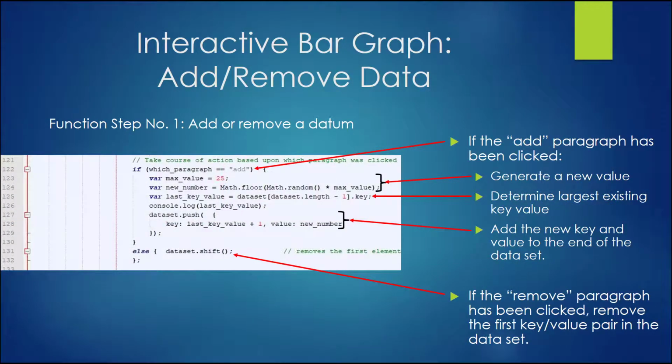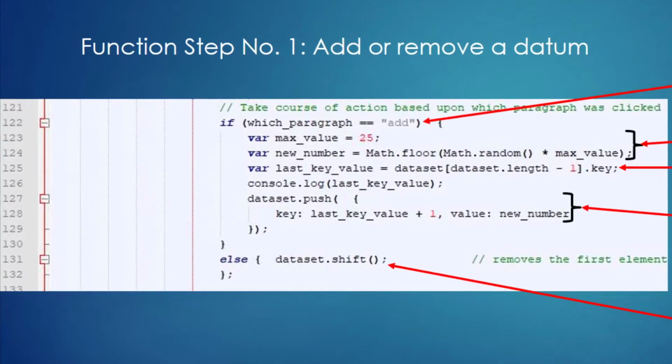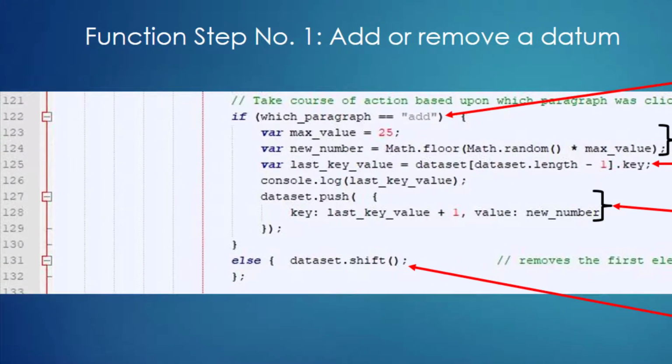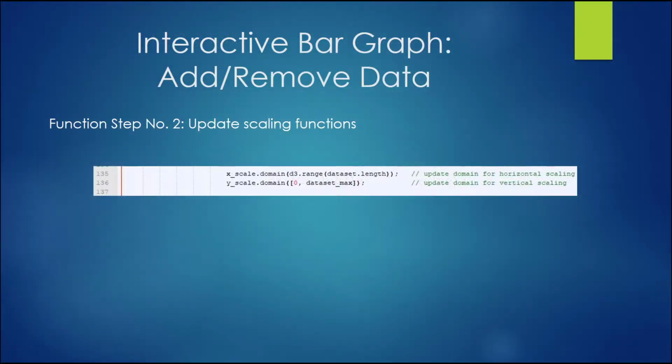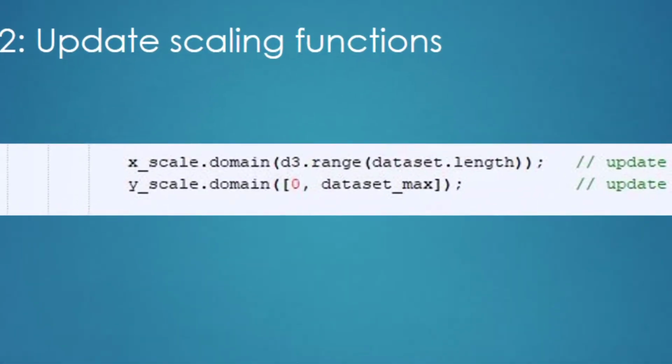So after identifying the paragraph that was clicked, the function continues by executing an if statement. And it says, if the add a new value paragraph was clicked, a new key and a corresponding random value are generated, and this pair is added to the end of the data set. And if the other paragraph was clicked, it deletes the first key/value pair from the data set. Since we now have a different number of bars, and the maximum value may have changed, the horizontal and vertical scaling factors are recalculated.